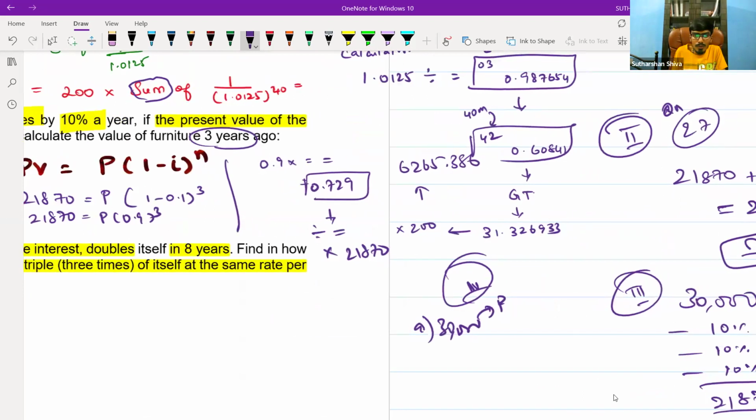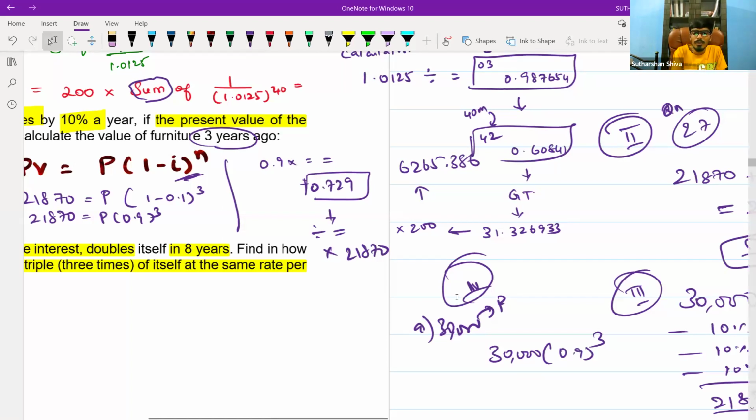From this principal, you will go with the formula method. Okay, 30,000 into 0.09 whole cube. This is another method you will do. In any way, you will get the same answer. It is up to you which method you will choose.